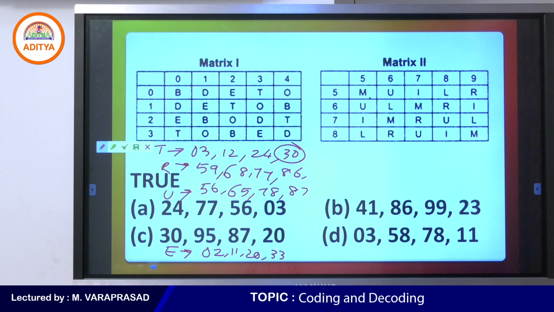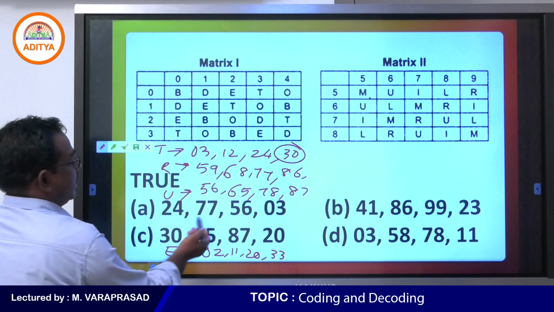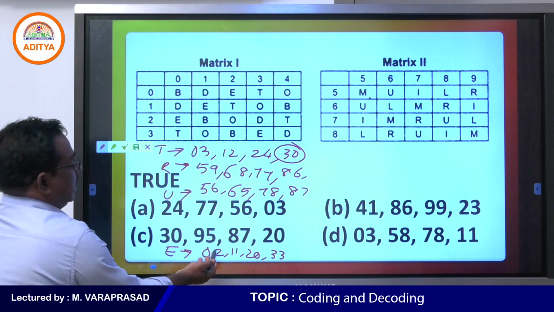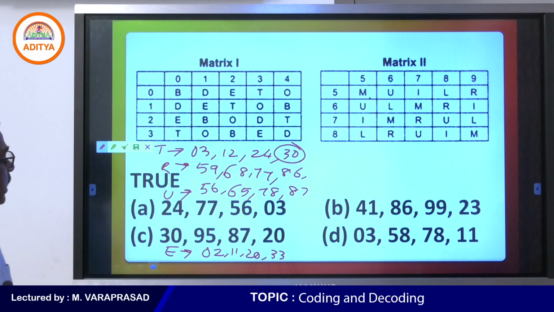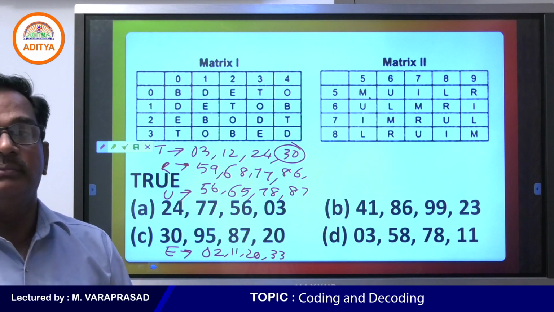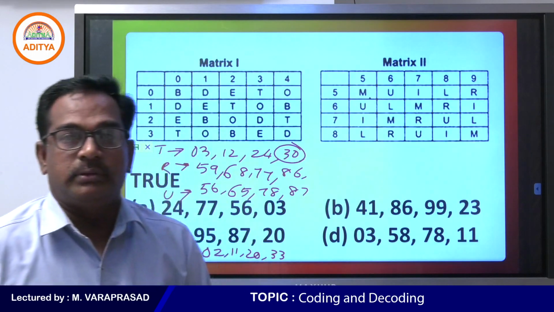In option 1, 24 is there, 77 is there, 56 is there, 03 is there. 03 is not 02. Yes, my students. What option are you getting here? So keep your answer. Thank you all of you.